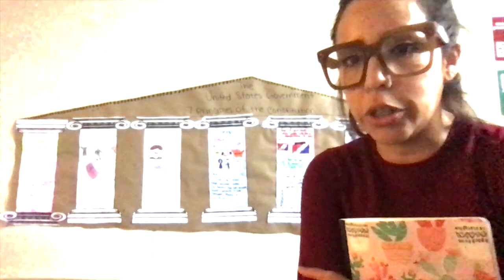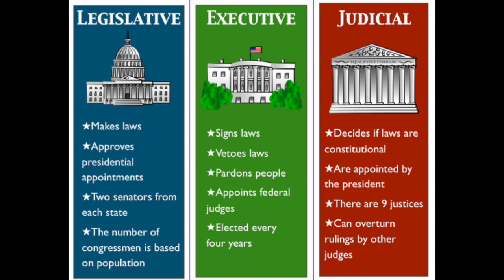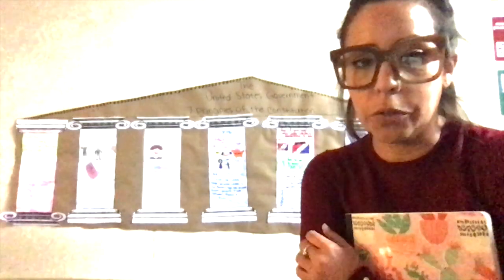And what are the 3 branches of government? That's going to be the executive branch that enforces the laws, the legislative branch that makes the laws, and the judicial branch that interprets the laws.